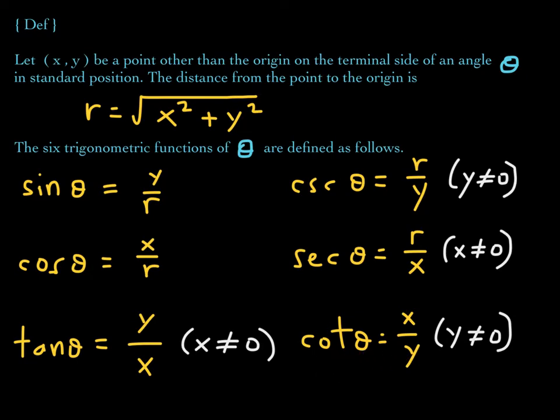Please, I implore you to make sure you know these ratios really, really well. Sine of theta is y over r, cosine of theta, x over r, tangent of theta is y over x. I think if you know these three really well, and then just remember that the other three are just the reciprocals of the first three, I think that would be great. All right, let's work on some examples.